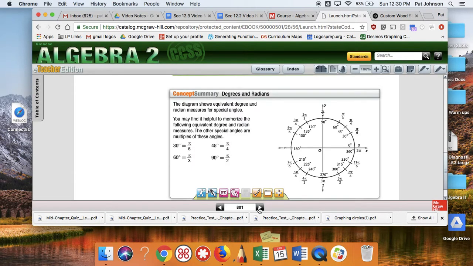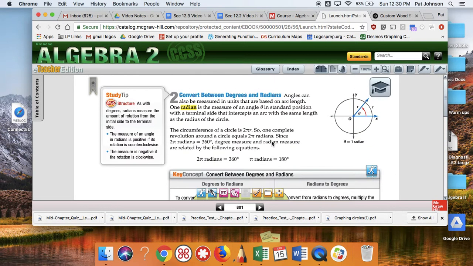So we've learned coterminal angles and standard position, and which way, if it's positive, it goes counterclockwise, and if it's negative, we go clockwise. Now we're going to convert, and we've talked about this. We've been doing angles in degree measures. Now we're going to convert to radians.